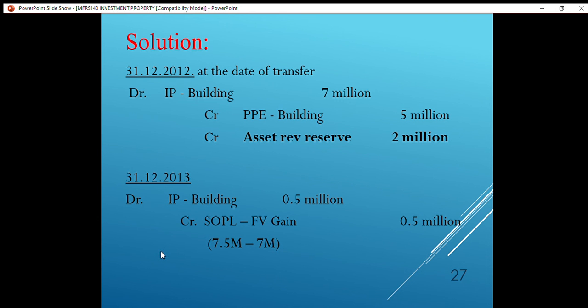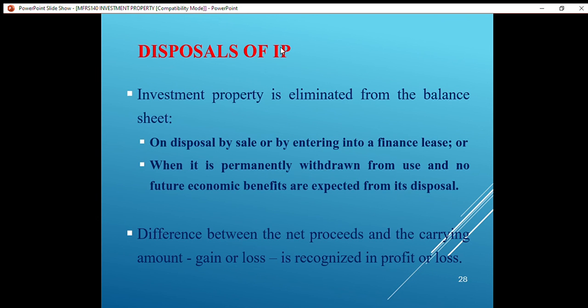Next, this is about the disposal of IP. Investment property is eliminated, or derecognized, from the balance sheet on disposal by sale or by entering into a finance lease, or when it is permanently withdrawn from use and no future economic benefits are expected from its disposal. The difference between the net proceeds and the carrying amount, that is the gain or loss on disposal, will be recognized in the SOPO.